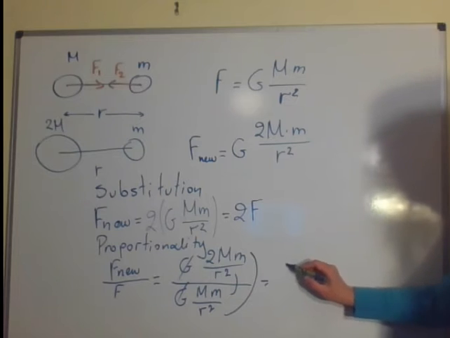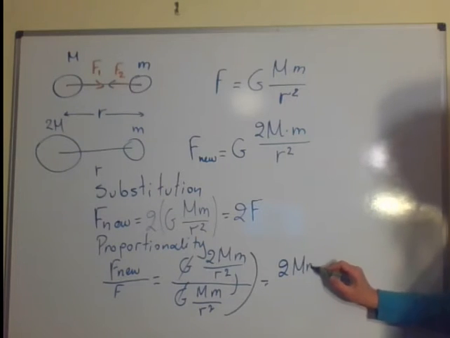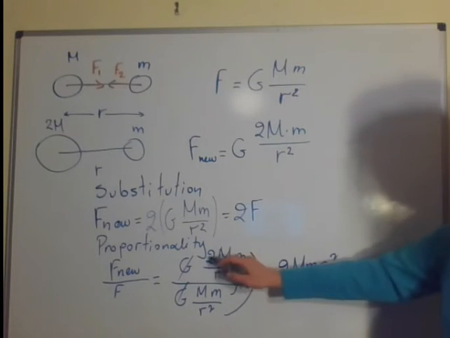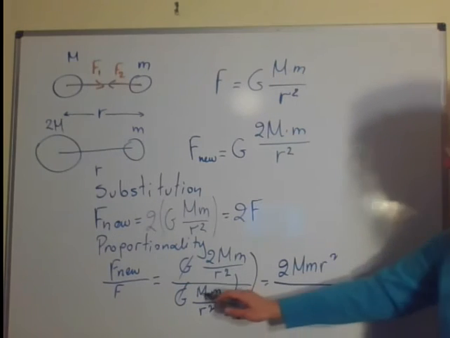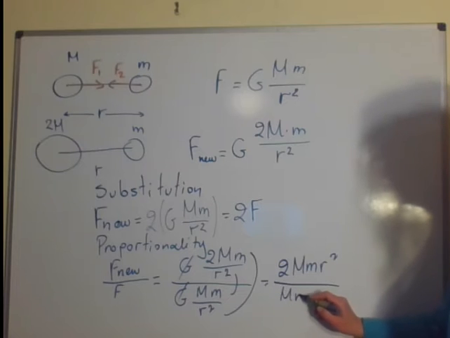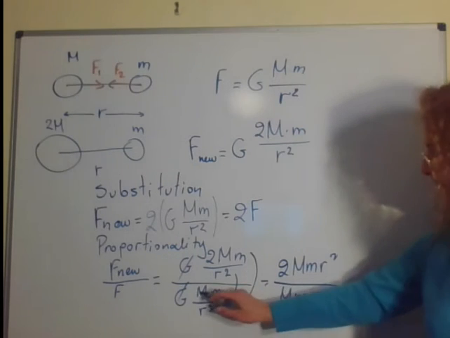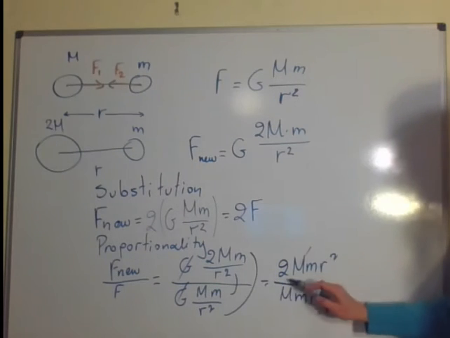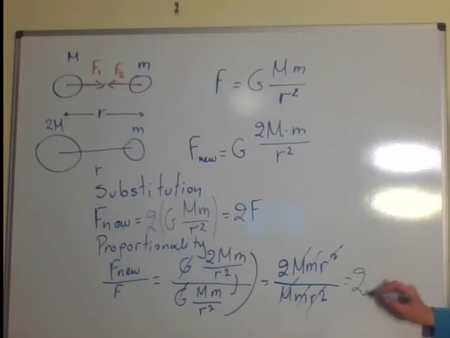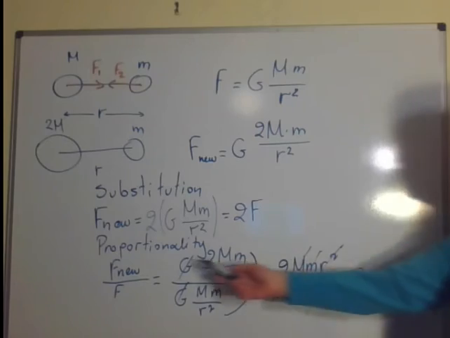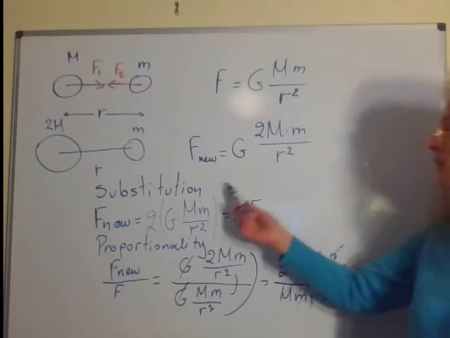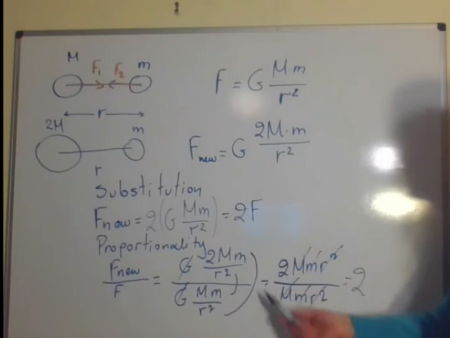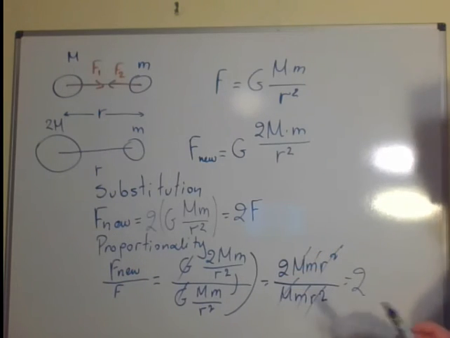So the numerator will be 2m times r squared, while the denominator will be r squared, and we can see that we can get rid of everything besides 2, meaning that the new force will be 2 times higher than the old force. So either the method of substitution or proportionality give us the same results.